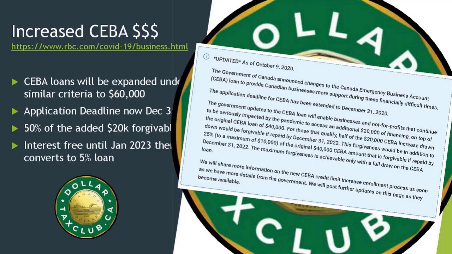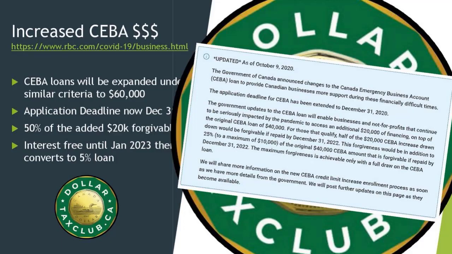But 50% of that additional $20,000 is forgivable, which means if it's paid back before January 1st, 2024, you only have to pay back 50% of the additional 20, 30,000 of the original 40, which totals 40,000 of the total 60,000. So 1/3 of the entire 60,000 is forgivable if it is all paid back before January 2023. So interest free until then. But if it's not all paid back, the remaining balance converts to a 5% loan.